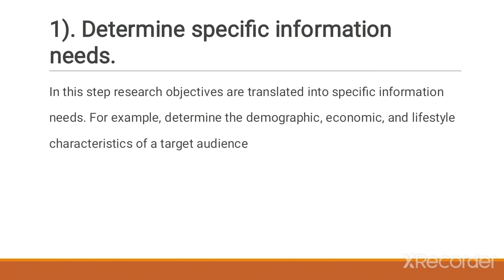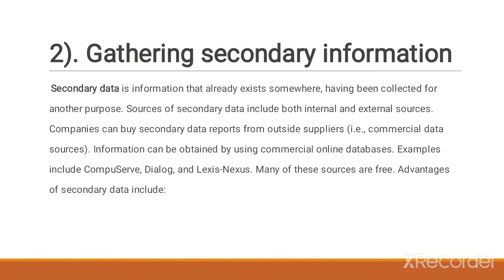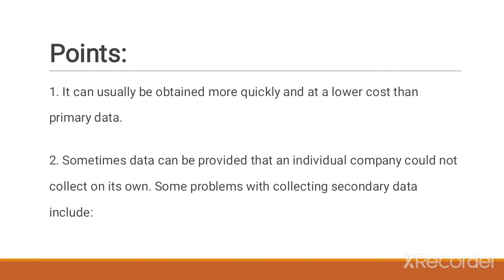In the first step, research objectives are translated into specific information needs. For example, determine the demographic, economic, and lifestyle characteristics of a target audience. Second, gathering secondary information. Secondary information already exists somewhere, having been collected for another purpose. Sources of secondary data include both internal and external sources. Companies can buy secondary data reports from outside suppliers. Commercial data sources can be accessed using commercial online databases. Examples include CompuServe, Dialog, and Nexis. Many of these sources are free. Advantages of secondary data include several points.